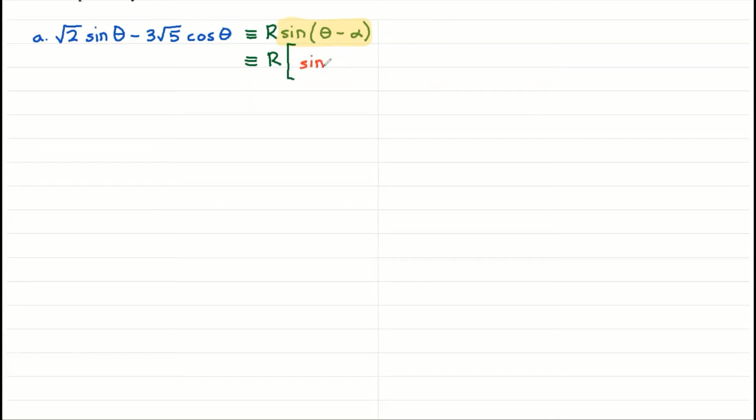So this is sine theta cos alpha subtract cos theta sine alpha, and we'll close those big square brackets. Next step, of course, is we're going to multiply through by r. So final steps, this is going to be r sine theta cos alpha subtract r cos theta sine alpha. So according to this concept, the expression on the left is identical to the expression on the right.